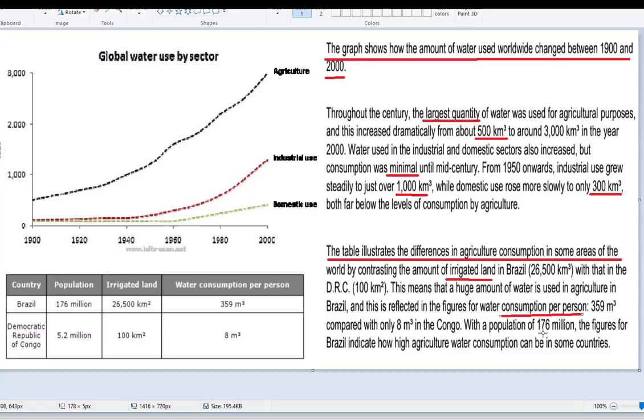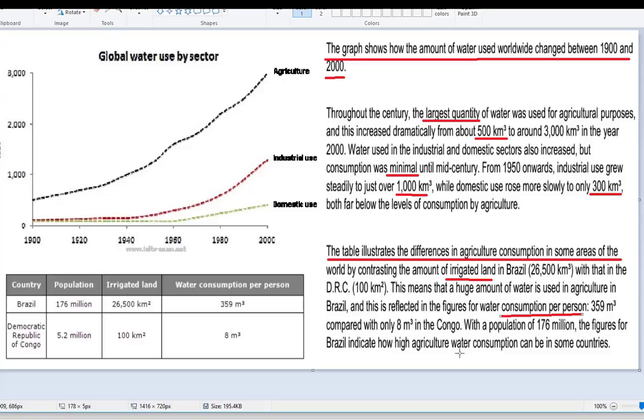This last sentence, with a population of 176 million, the figures for Brazil indicate how high agriculture water consumption can be in some countries. It attempts to be some kind of overview, but it doesn't really give us any real-life information. This is too obvious, how high agriculture water consumption can be in some countries. If you're going to include your own thoughts at the end, the reason for including your own thoughts is so you can use some high-level vocabulary. But this isn't done here.